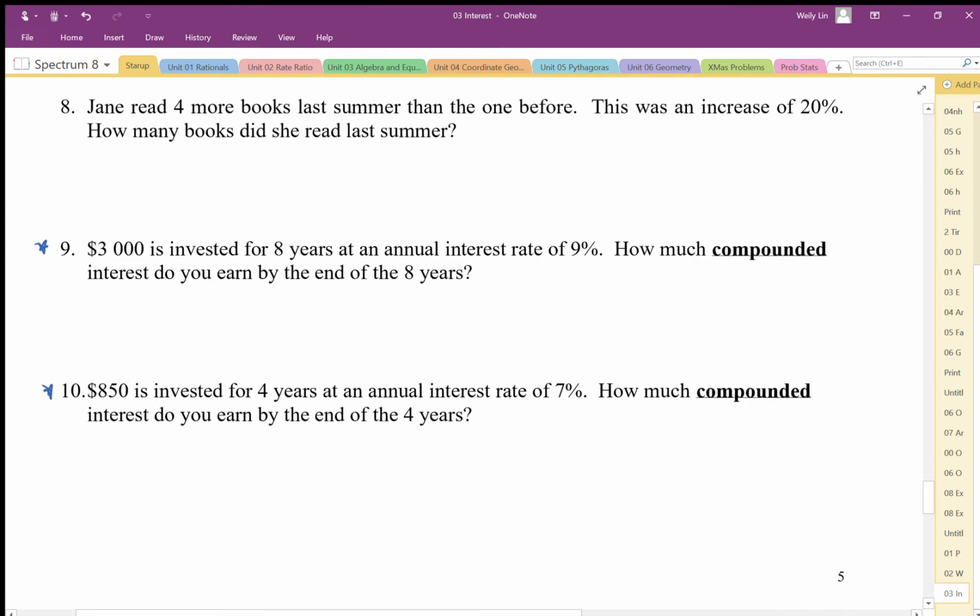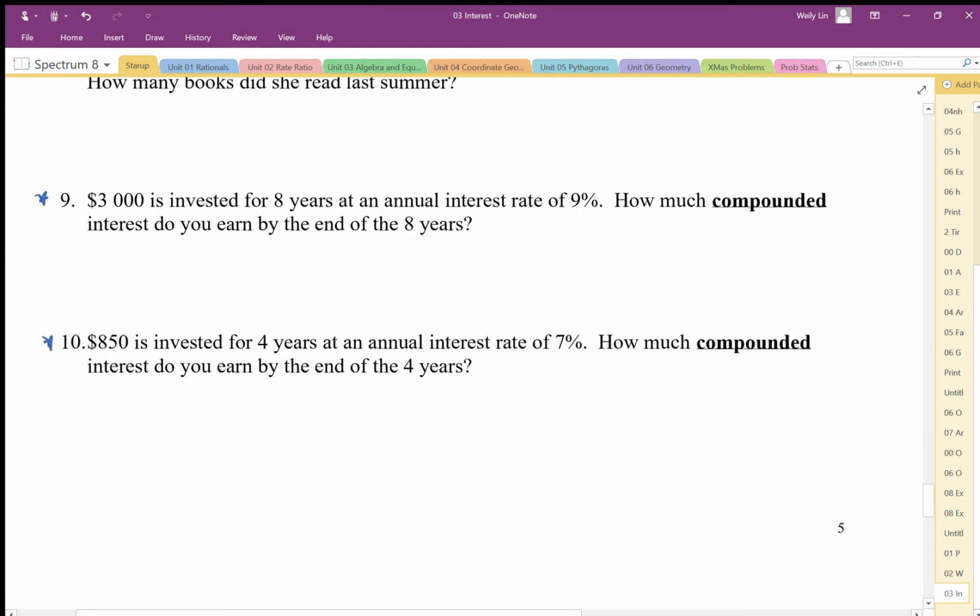Okay, so I'll do a couple of these as well. So $3,000 is invested for 8 years at a rate of 9%. So this is a compounded interest problem. When we do compounded interest, we're going to start with our original $3,000, and we're going to use a multiplier, and we're going to do this 8 times. So if we increase 9%, at the end of 1 year, we're going to end up with 109%. So I'm going to multiply by 109, and then I'm going to do this again. That's for year 1. I'm going to multiply by that again for year 2 and year 3.